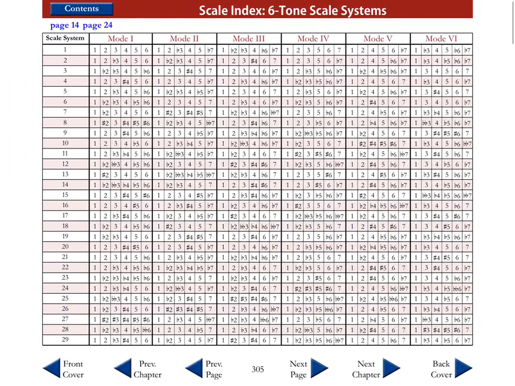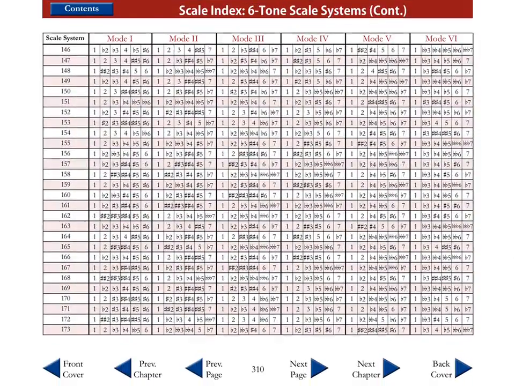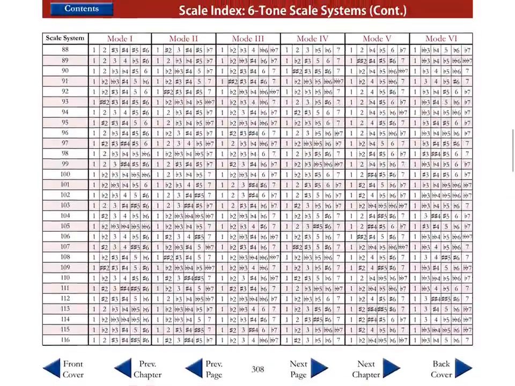Moving on to the 6-tone scale systems here. You create a 6-tone scale system by omitting 1 degree from a 7-tone scale system. And here we have a total of 173 different 6-tone scale systems.